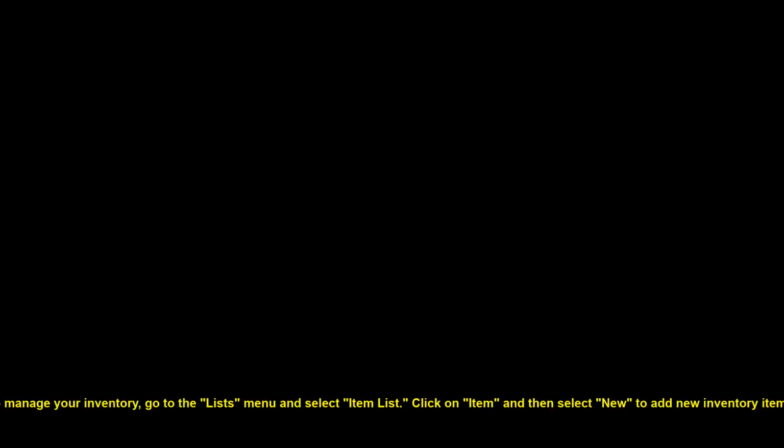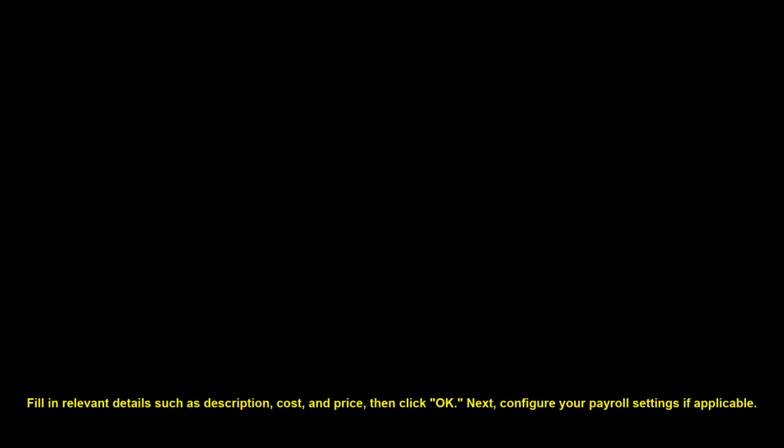To manage your inventory, go to the Lists menu and select Item List. Click on Item and then select New to add a new inventory item. Define whether the item is a product, service, or non-inventory item. Fill in relevant details such as description, cost, and price, then click OK.